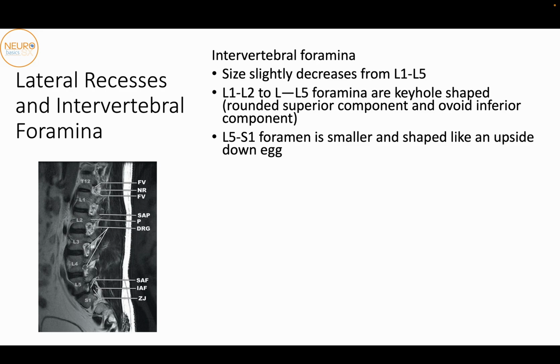Right. So the nerves will traverse from the thecal sac into the lateral recess and then out through the neural foramen. The neural foramen is going to be largest at the level of L1 and then decrease in size as you come down to the L5 level. The L1 to L4 level neural foramina are keyhole shaped. There's a larger superior compartment which is oval and then a more ovoid inferior compartment. But the L5 S1 foramen is not exactly keyhole shaped, it is more shaped like an upside down egg. The nerve root runs through the superior component of this keyhole shape.